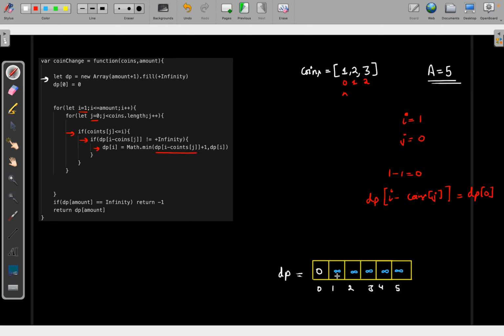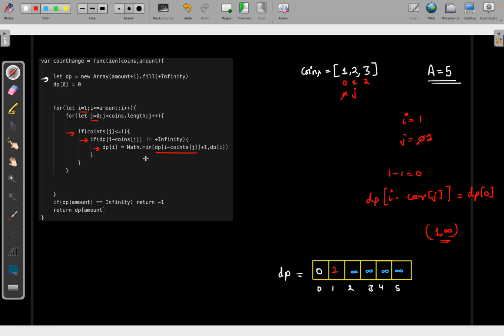And I will compare with dp of i. So dp of i is infinity, and dp of 0 plus 1 is 1. So 1 and infinity, which is minimum? 1. So I will update with 1. So I will update here with 1, right? And I will simply do j plus plus. So my j pointer will be here, right? j will be at 1.